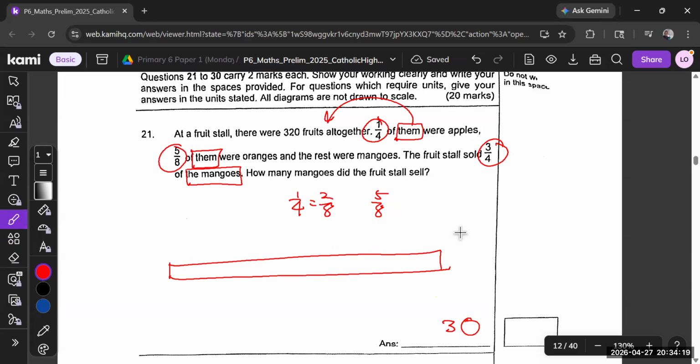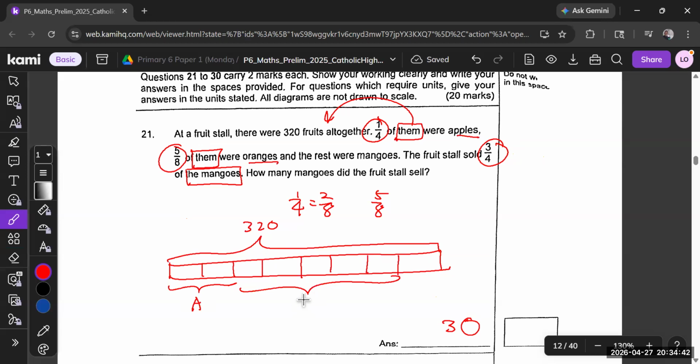Okay, draw a rectangle, which is all the fruits. When you draw a model, you do sentence by sentence. Draw 1 sentence at a time. Cut the rectangle into 8 boxes because that is the denominator, right? And go to the next sentence. 1 quarter is 2 over 8 apples. Okay? 5 over 8 oranges. Okay. The rest, mangoes.